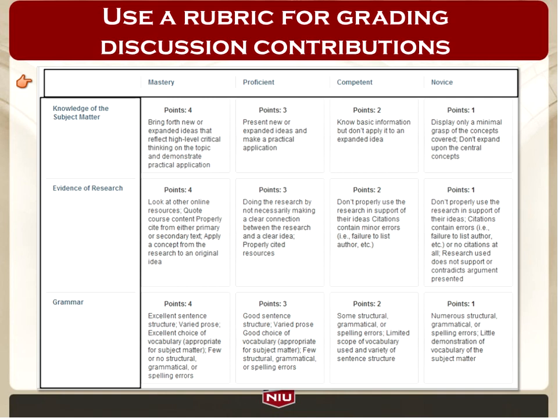Now this is just a sample rubric. You can create as many columns or rows as you need. You can change the descriptions. This is completely editable. But this is a sample one that we have used for the discussion board, and this just gives you a little idea of how you could grade a discussion board forum using this type of rubric. So in this case, we're grading on the knowledge of the subject matter, evidence of research, and grammar. But you can certainly have more levels of criteria.